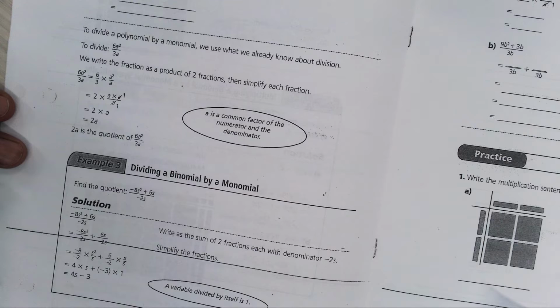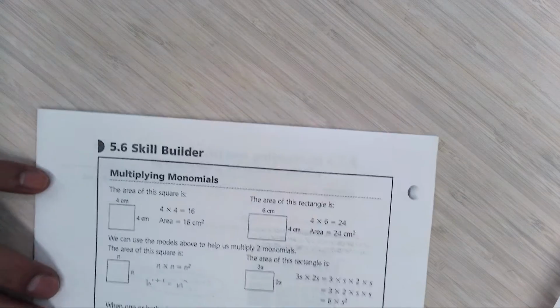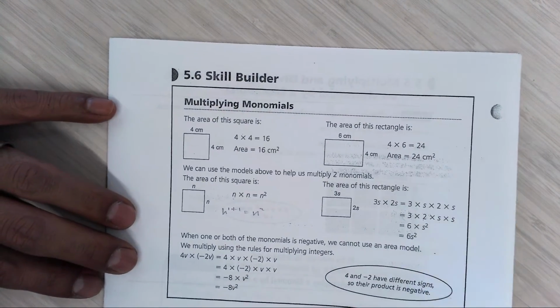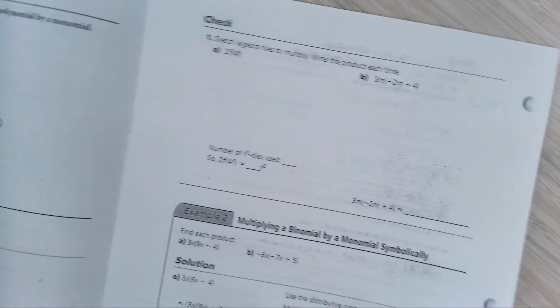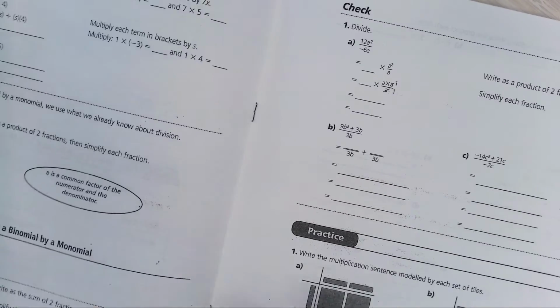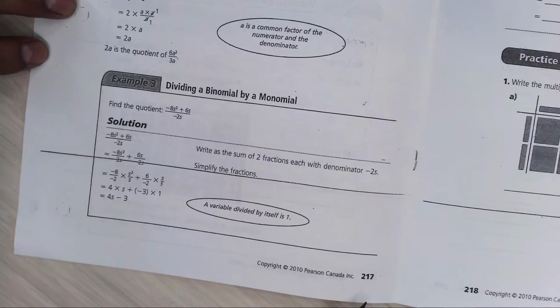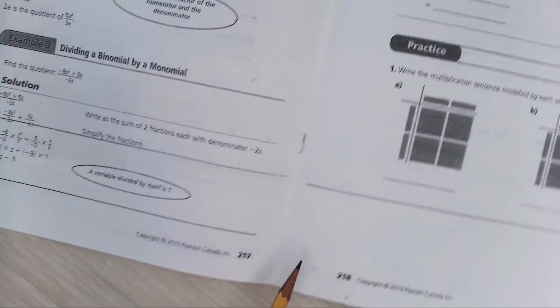I'll be giving you part 2 of the 5.6 booklet right here. This is multiplying and dividing polynomials. And now I'm going to do part 2, which is actually dividing polynomials. And that dividing polynomials actually starts on this page right here. In the booklet, it's page 217.